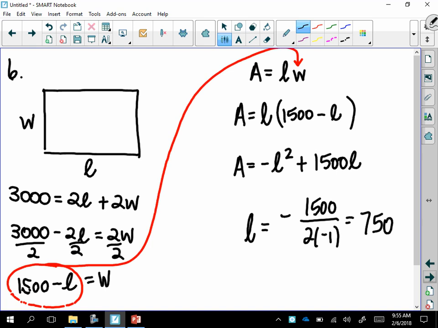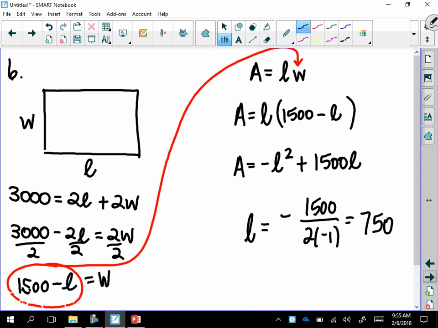For what width does the rectangle have the largest area? Well, that was the length. How am I going to find the width? Plug it in over here, right? 1500 minus 750 would be the width. That's 750 as well. So actually, what should I have? A square. Okay. So the width that's going to maximize the area is 750 feet.